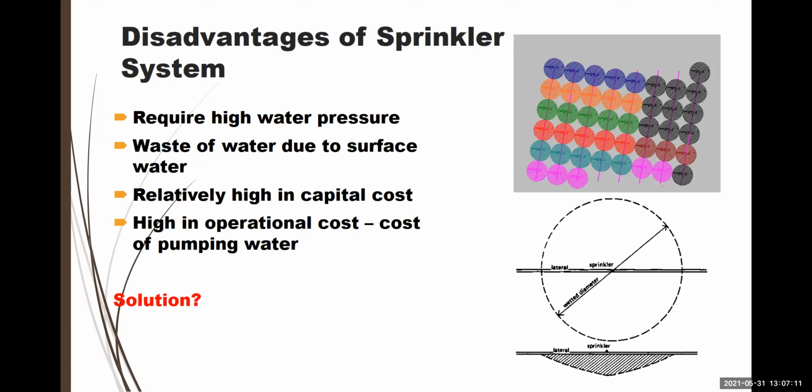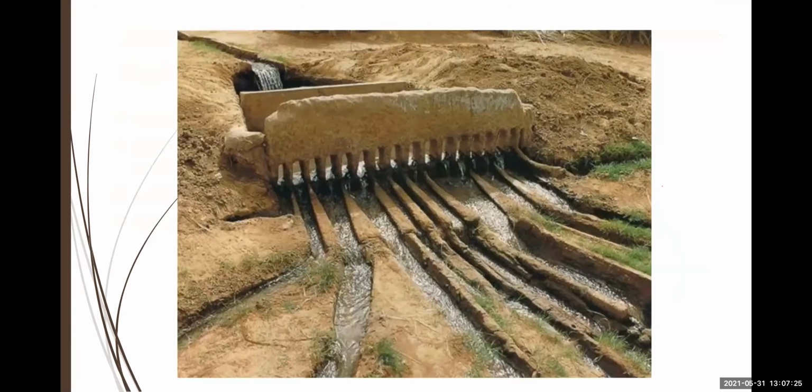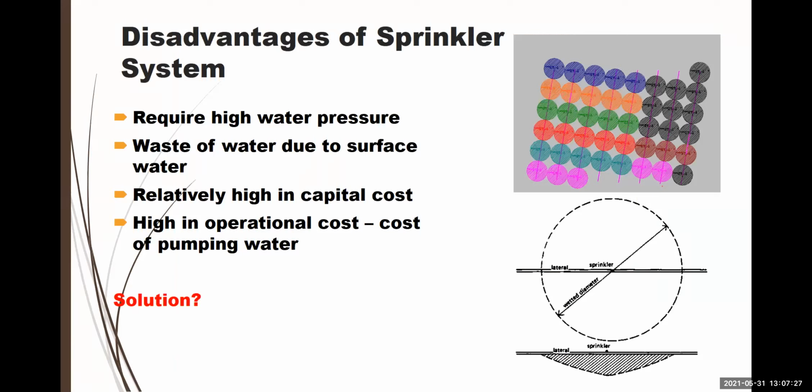A few systems that we normally use in Malaysia. Sometimes we call it drip irrigation, or we can have also sprinkler. Okay. For sprinkler, we use is very easy and also cost effective. But however, you need to have quite high water pressure. Okay, tekanan tinggi. And also the waste of water is quite high, basically due to irrigating non-related crops.